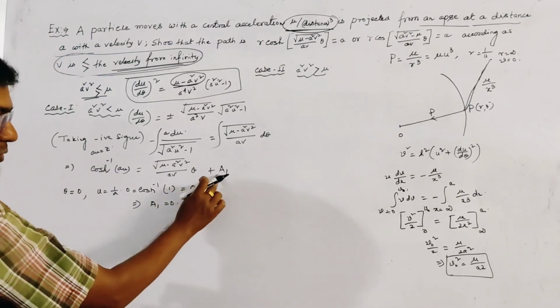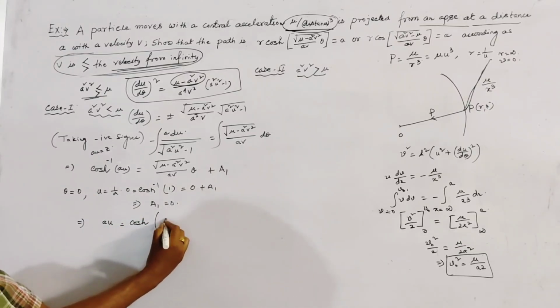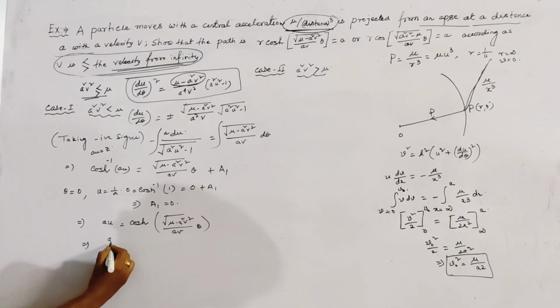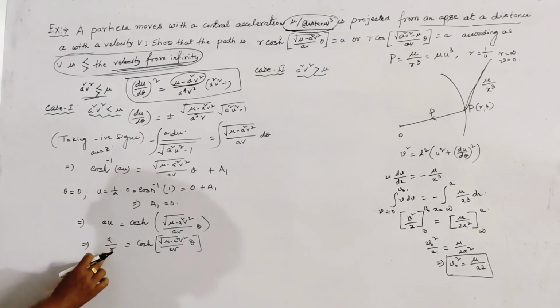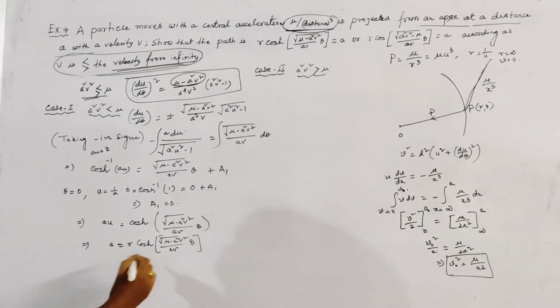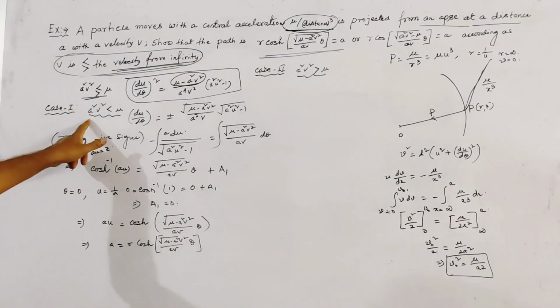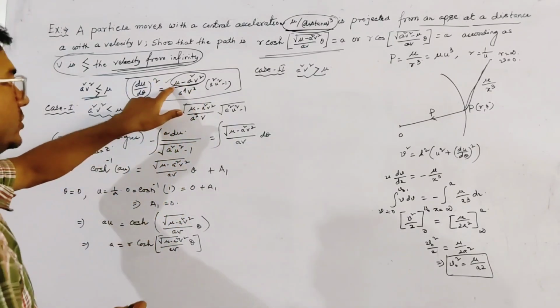By putting the integrating constant a1 here, we get the path of the particle as au equal to cos hyperbolic of root (μ − a²v²) by av into θ. Okay, and u is 1 by r. So we multiply r from the left side to the right side, and we get the curve as a equal to r cos hyperbolic of root under (μ − a²v²) by av into θ, and this is our first result. Okay, that is the result for the first case where a²v² is less than μ.